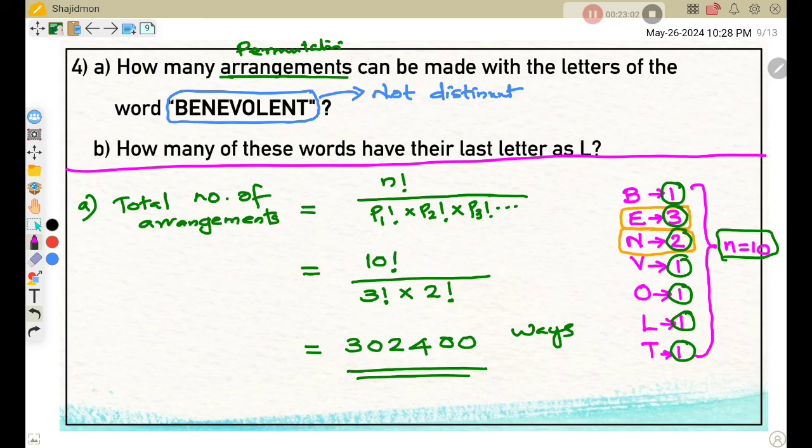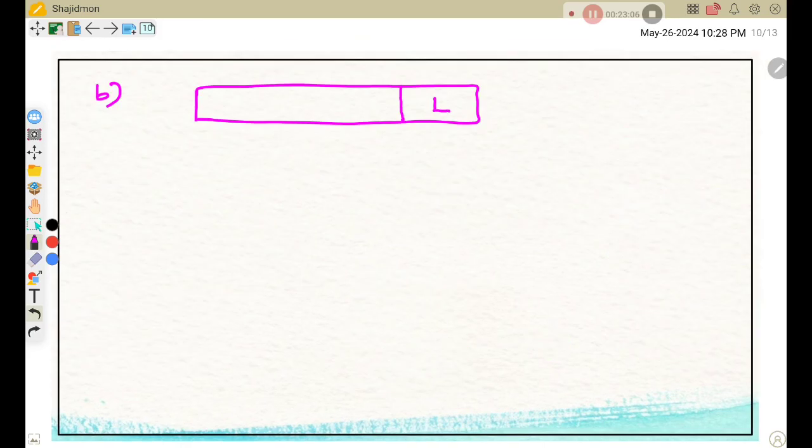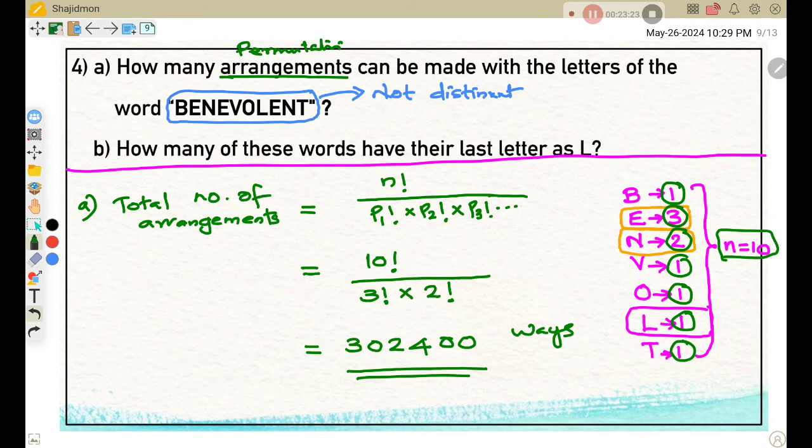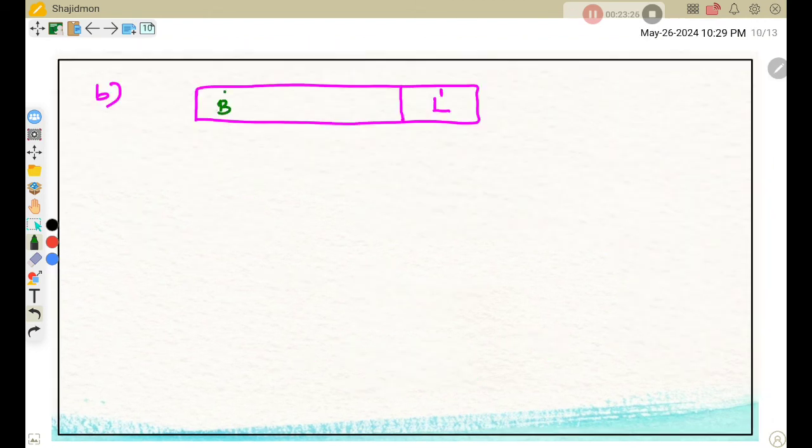Here, how many times is L coming? Only one time, correct? Here you can see. So I am writing L on top as 1, just for understanding how many times that letter is coming. L only one time. Now what are the remaining letters? You can see the remaining letters I am writing in the first box. B 1 time, E 3 times, N 2 times, V 1 time, O 1 time, and T 1 time, correct?